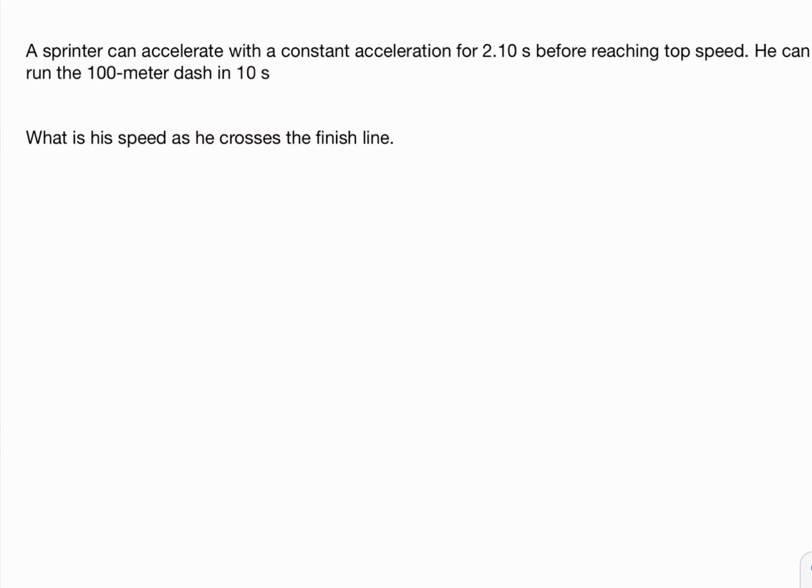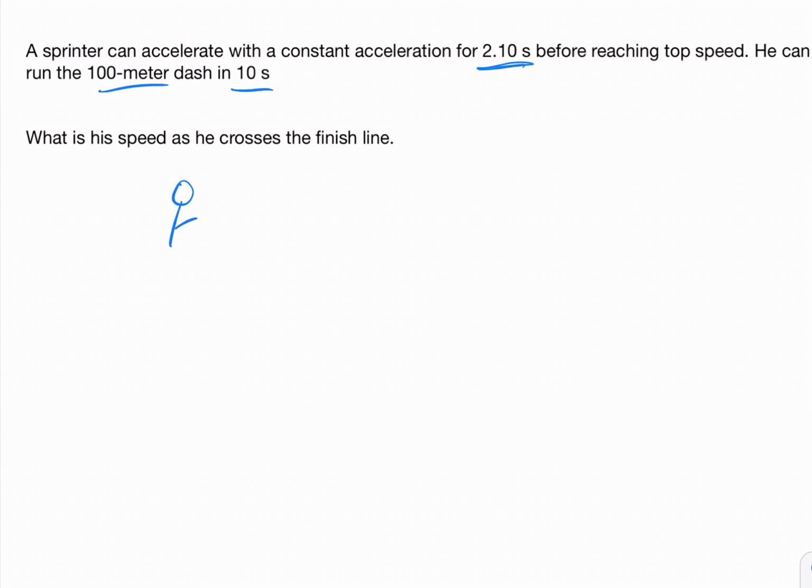Okay, this is the next kinematics problem. Problem number 2. The question states, a sprinter can accelerate with a constant acceleration for 2.1 seconds before reaching top speed. He can run the 100-meter dash in 10 seconds. I'm going to do this in 2 separate parts. I'm going to look at the acceleration for 2.1 seconds first.